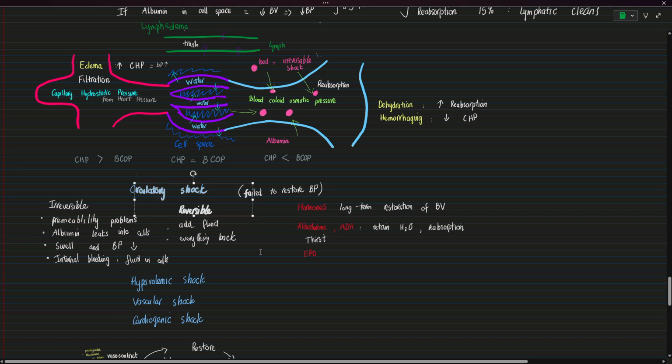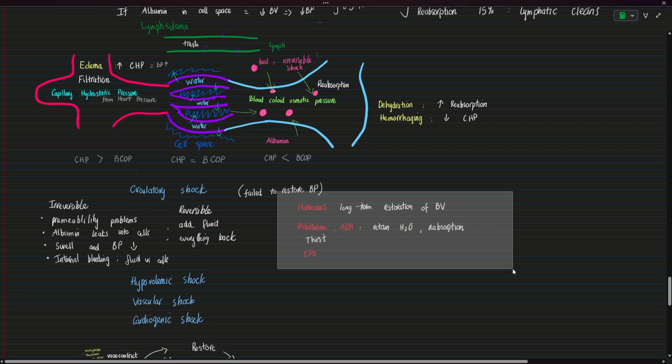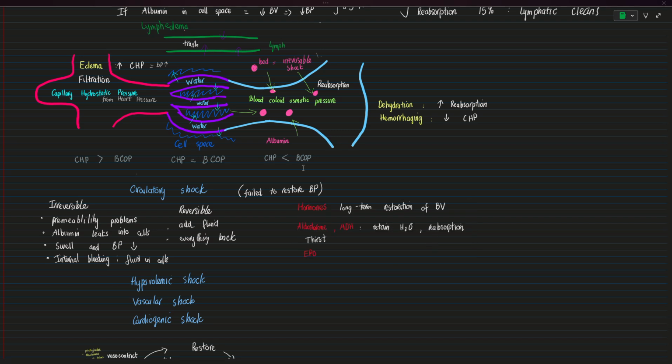For circulatory shock, we have either reversible or irreversible. In the irreversible ones, the albumin leaks into the tissue space, and it causes swelling, edema, in the tissue space, and you can see the swelling in your body. And like I said, the sympathetic only stimulates arterial.